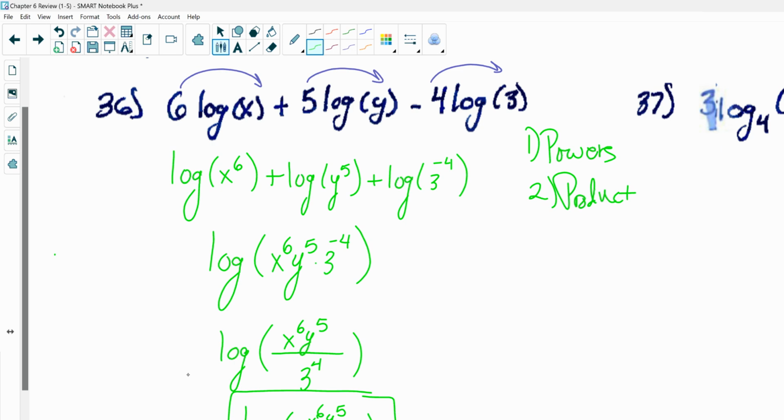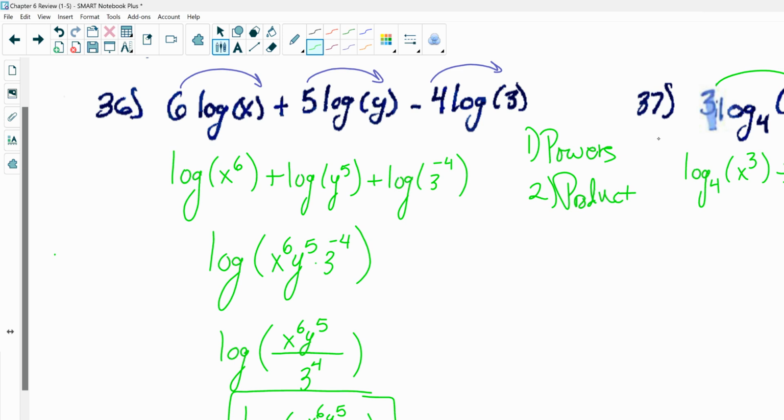37 through 40, another one of these we'll want to look at. 37. First thing we want to do is use our powers property, which will tell us that we have log base 4 of x to the 3rd plus log base 4 of y to the 9th. Both of the numbers in front of the logs are positive, so we don't have any real sign things here. Questions on our powers step?